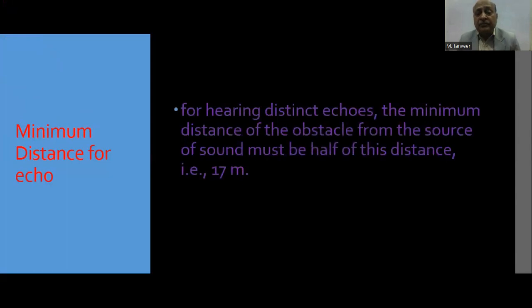Minimum distance required for echo. For hearing distinct echoes, the minimum distance of the obstacle from the source of sound must be half of the total distance, that is 17 meters. This is the minimum distance required for echo. If the distance is less than 17 meters, then a person will be unable to hear the reflected sound and no echo will be heard. Effect of sound on our brain.